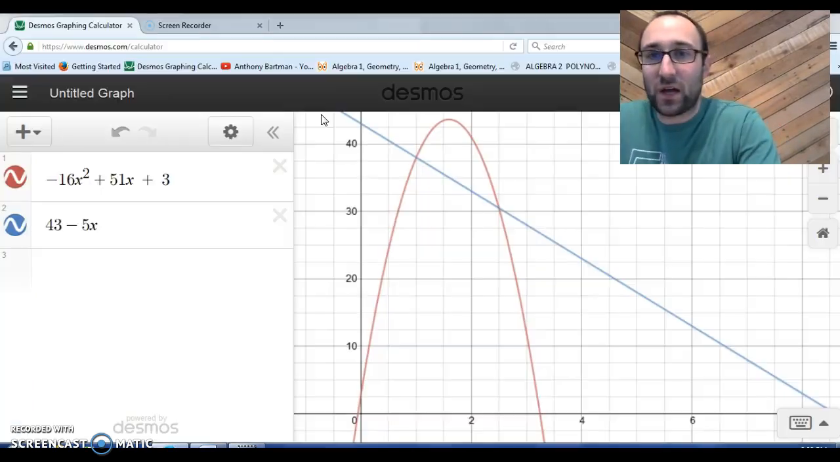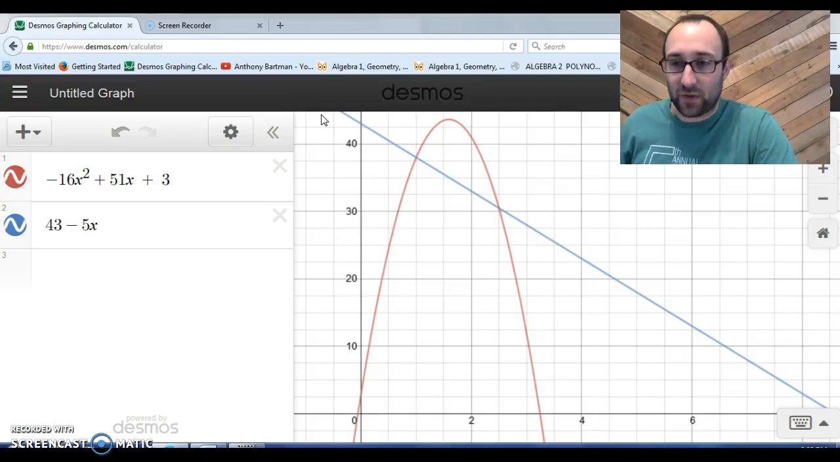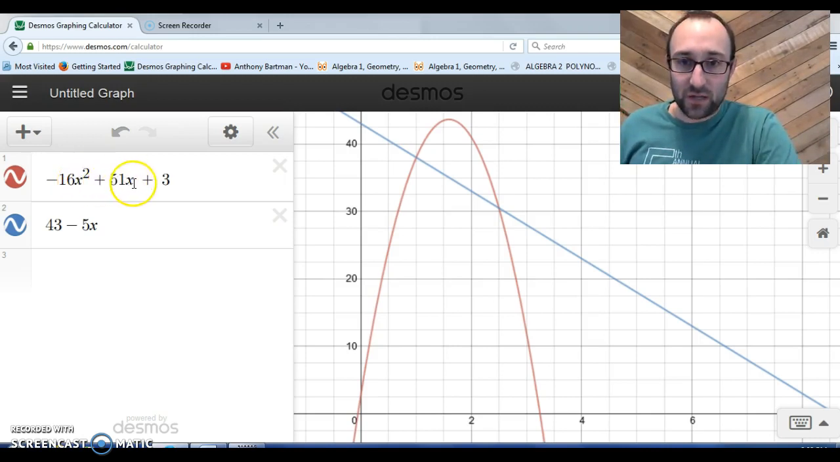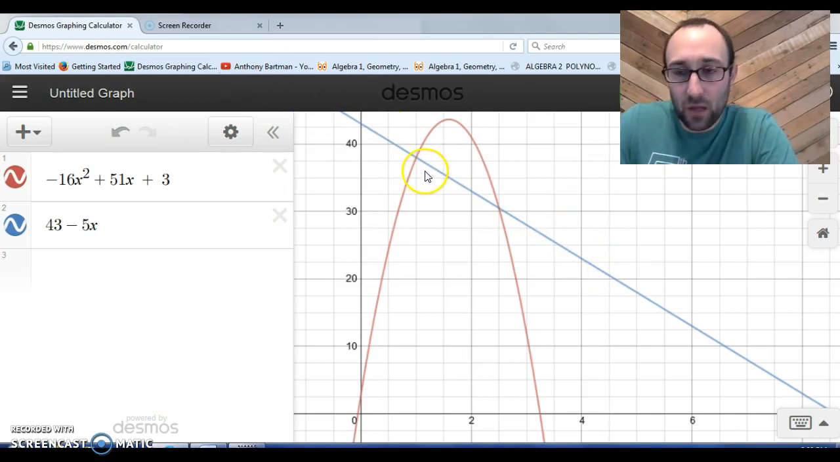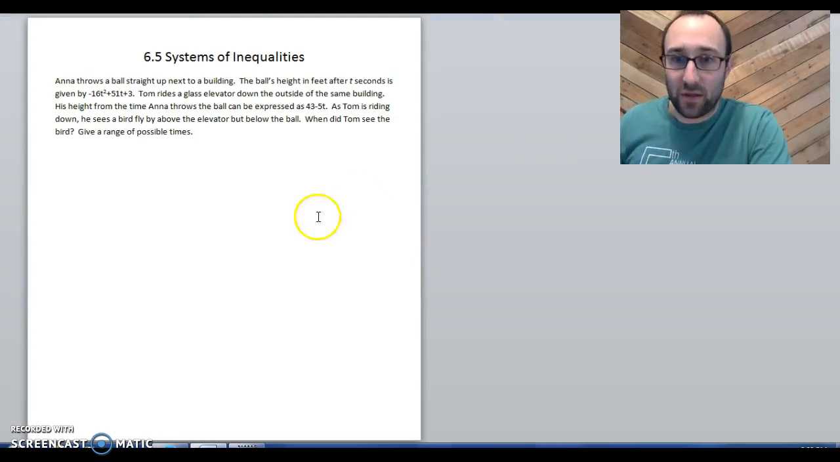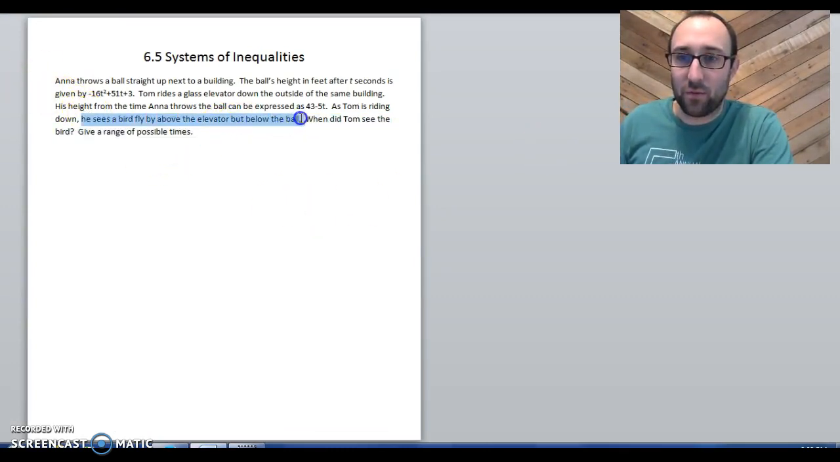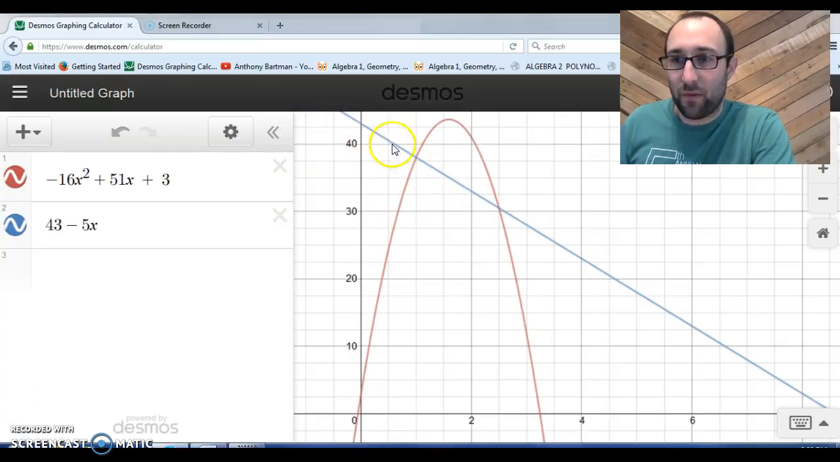Alright, so what I did was I graphed this on my graphing calculator. So negative 16x squared, I used x instead of t because it only recognizes x as a variable, plus 51x plus 3, and that is the red parabola right there. And then the 43 minus 5x is going to be this blue one right here. So what we want to find out is where the bird is above the elevator but below the ball, right? That's what it said. Tom is riding down, he sees a bird fly above the elevator but below the ball. So we want to know it's above this blue but below this red.